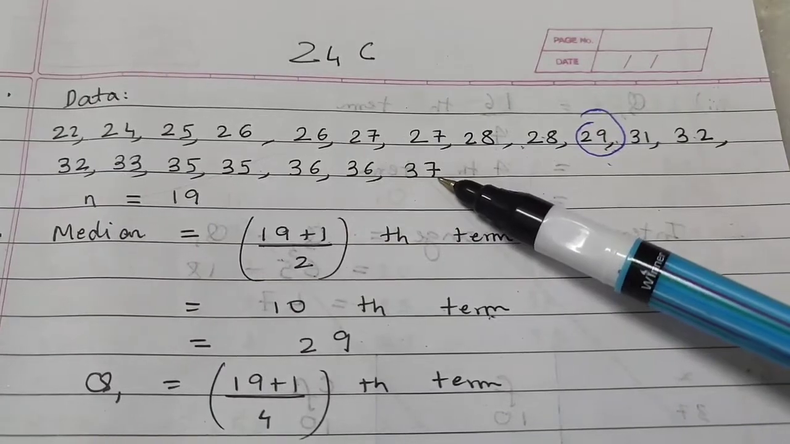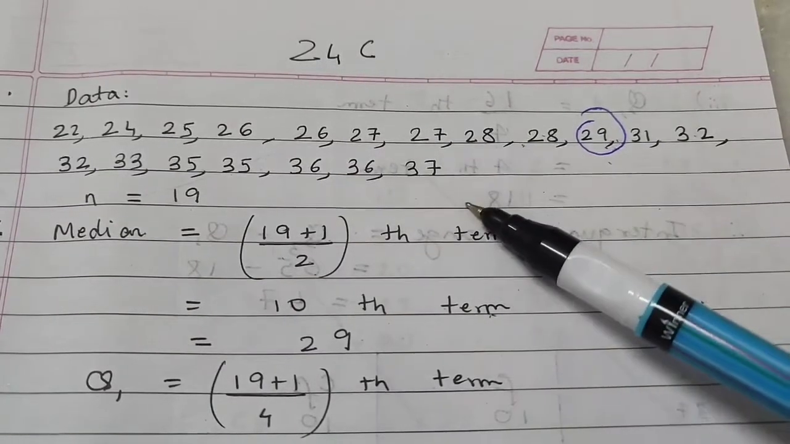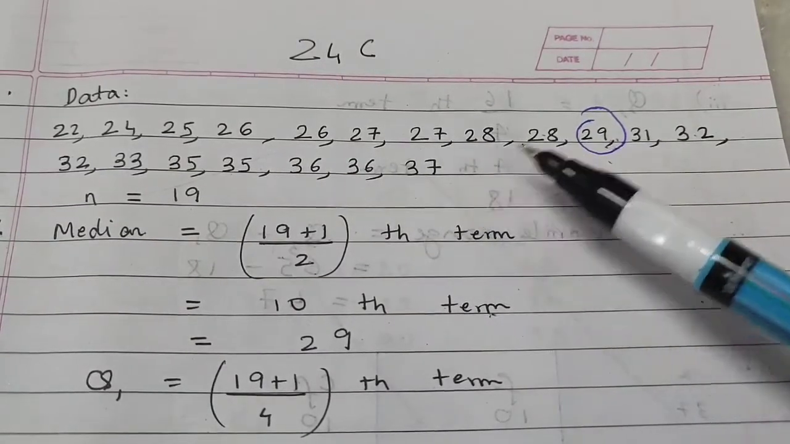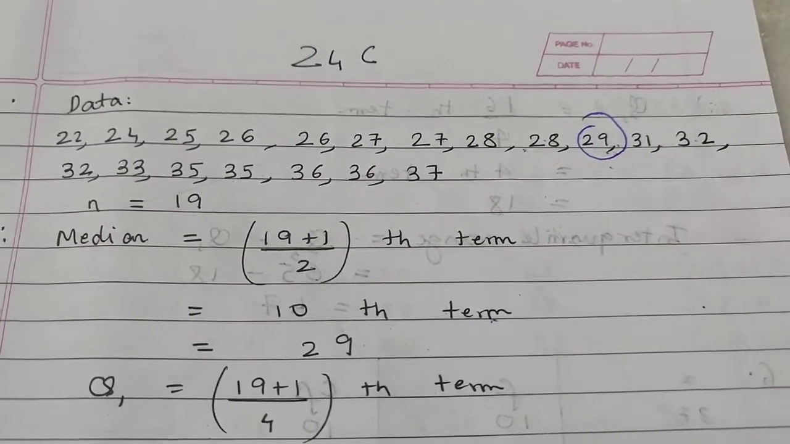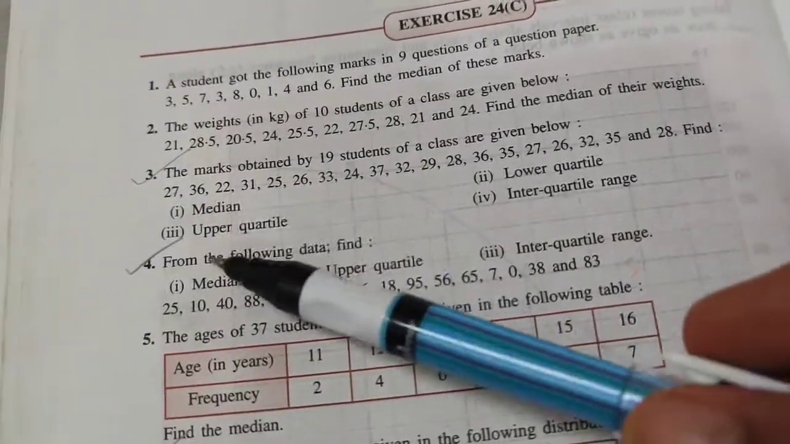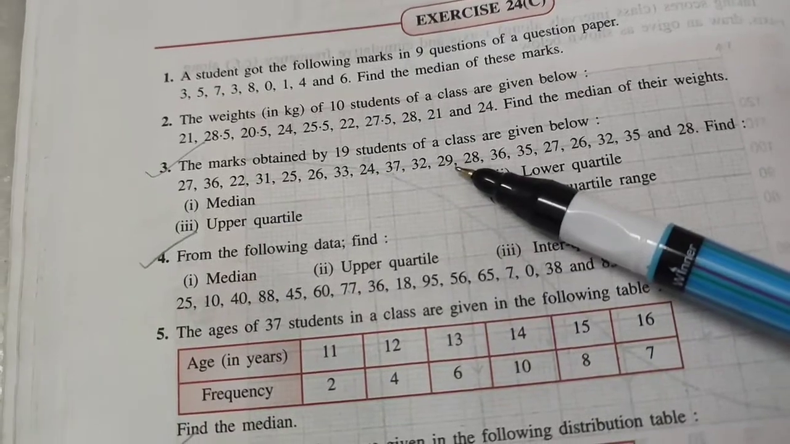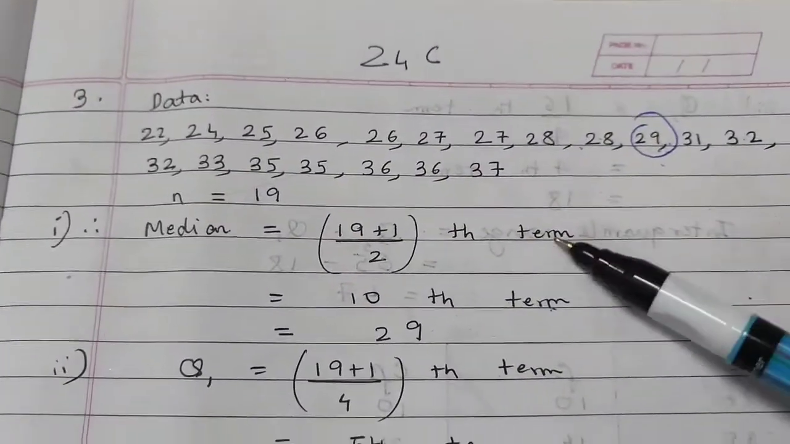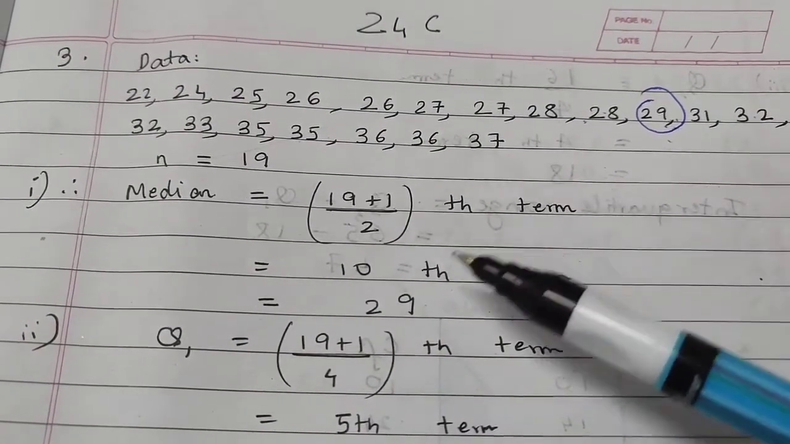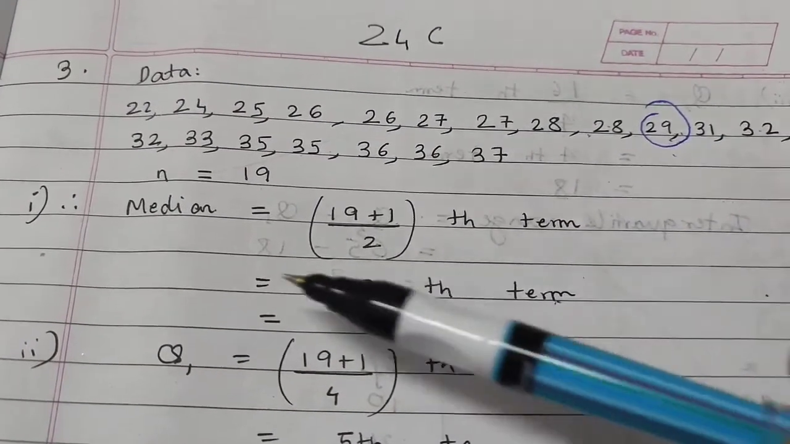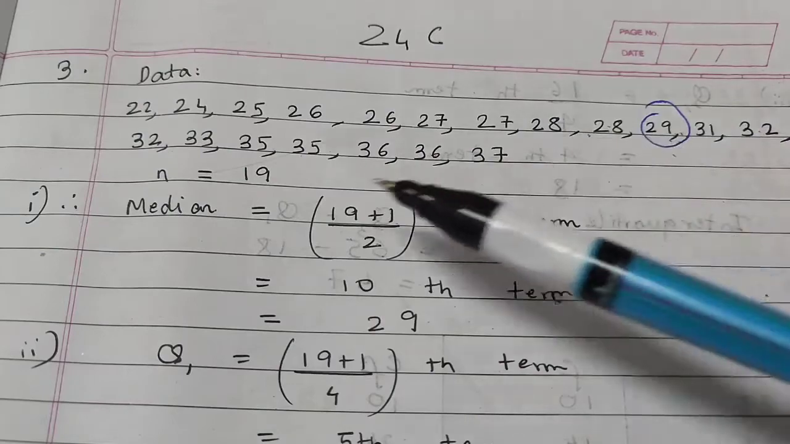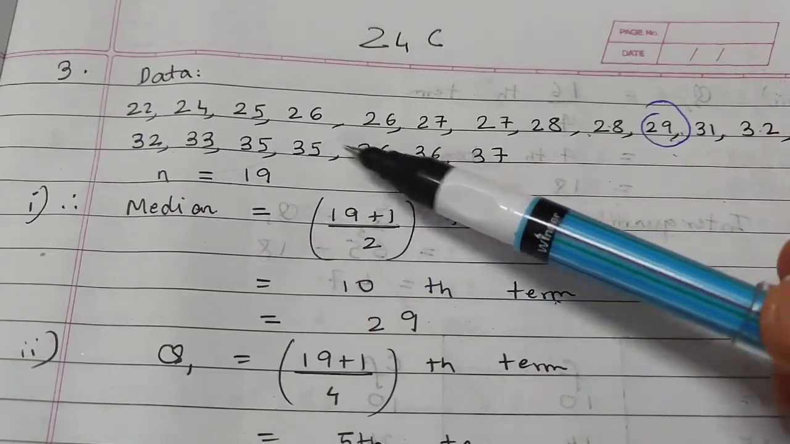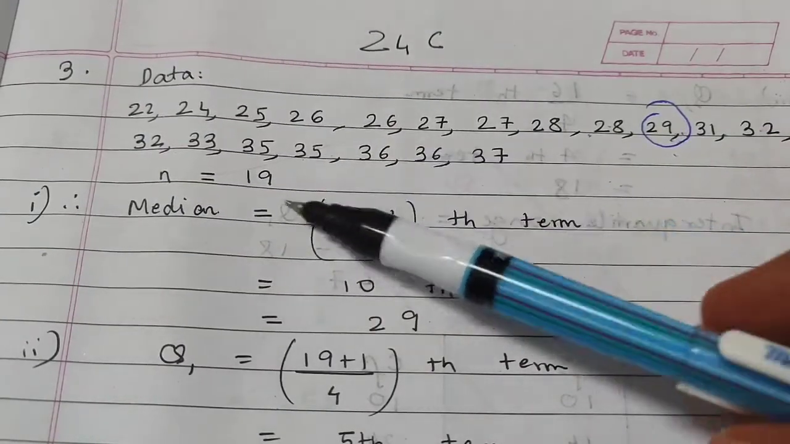Remember, it's important to arrange it in ascending order first. Only then will you get the right answer. If you just randomly select the 10th term out of this data, then it may not be the right answer. So, the first quartile, that is the lower quartile, is not 50% of the journey, but 25% of the journey. That is 1/4 of your journey.